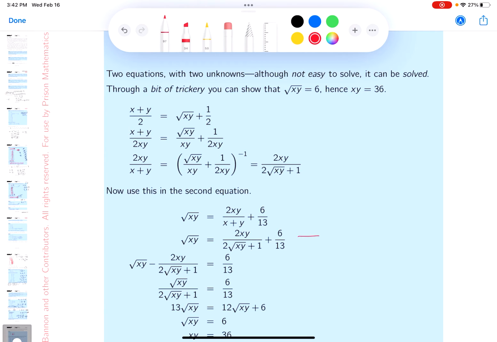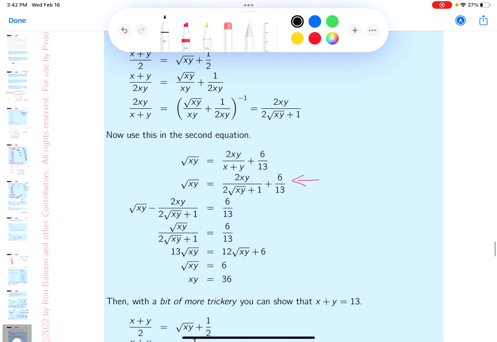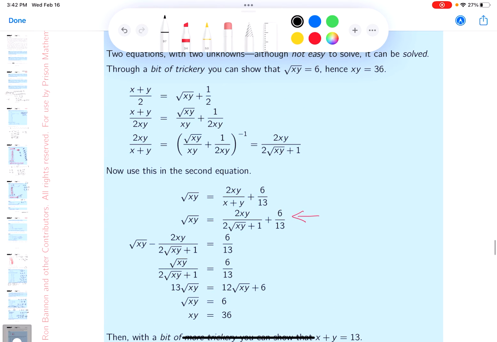I'm here. I need to move forward. So I'm going to look at it. I'm going to rearrange it a little tiny bit, and I want to see if I get to the next step. So what are you going to see? You're going to see root xy minus 2xy over 2 root xy plus 1 equals 6/13.